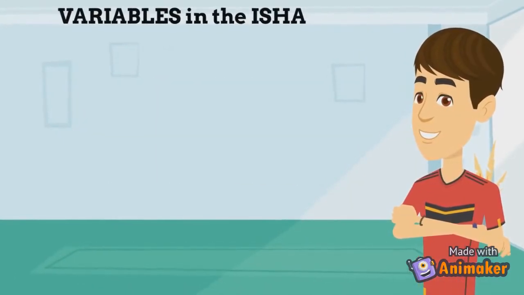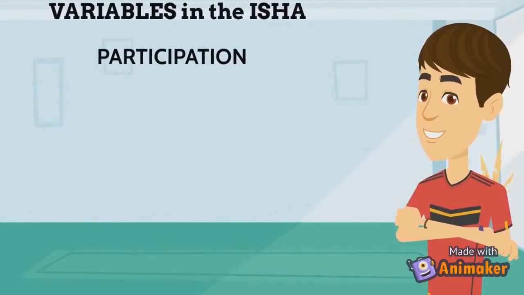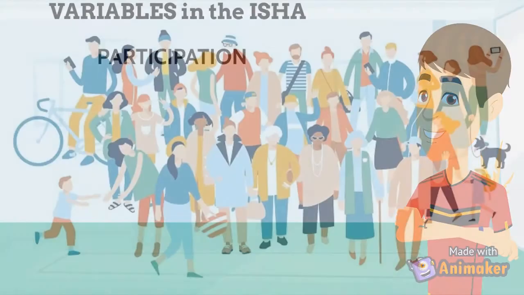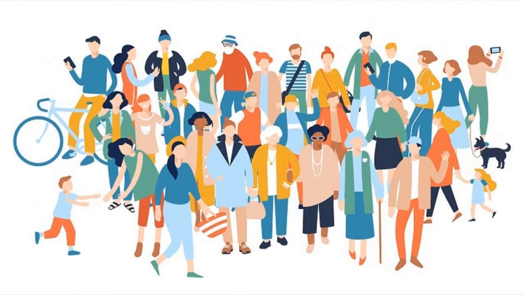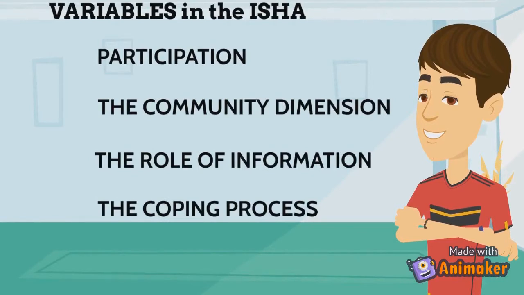The first variable is participation. From the beginning, participation has been an indispensable feature in the practice and theory of community development. Participation leads to involvement, and involvement leads to a better understanding of process and issues. Other variables include the community dimension, the role of information, and the coping process.